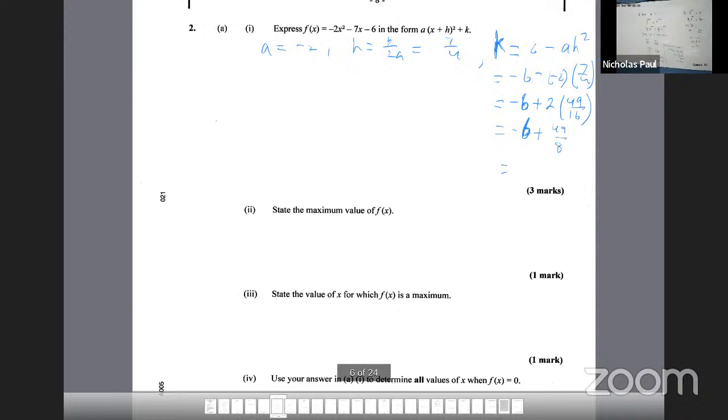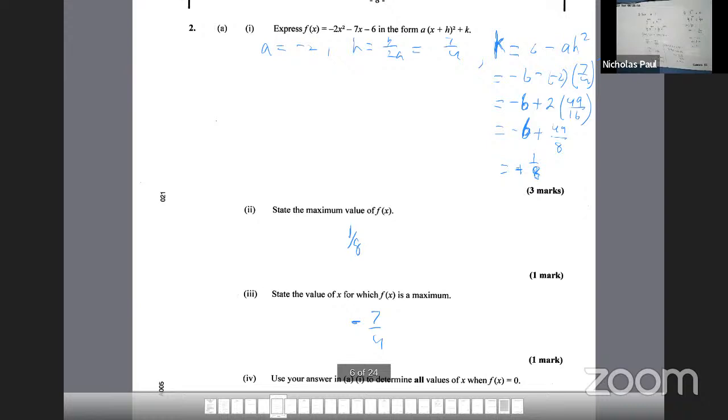How much you got? -1.8. Oh, +1.8. Okay. Just 1.8. Nice. So the maximum value is what? Just 1.8, and the x value is what? -7 on 4.